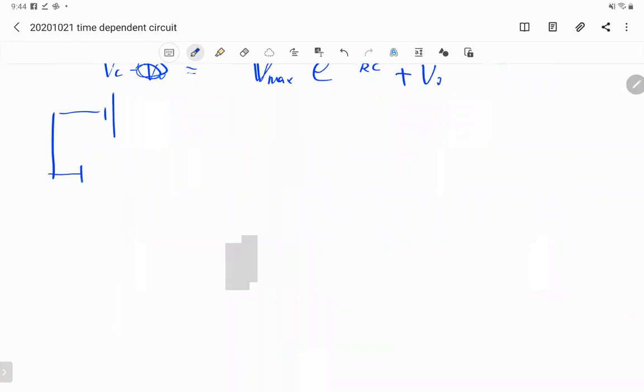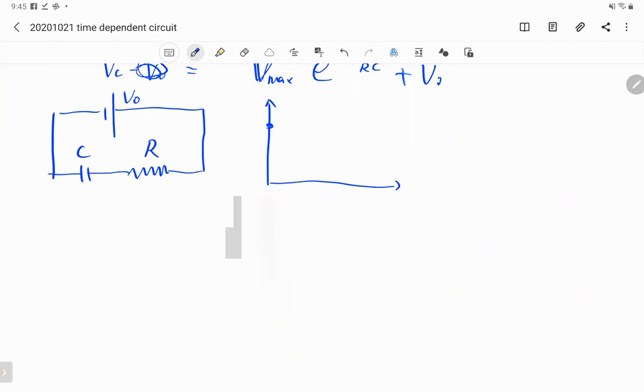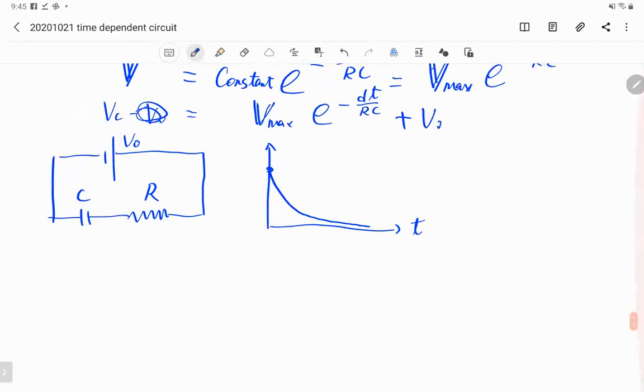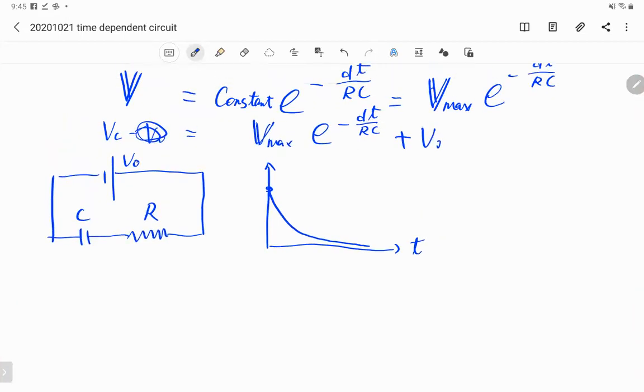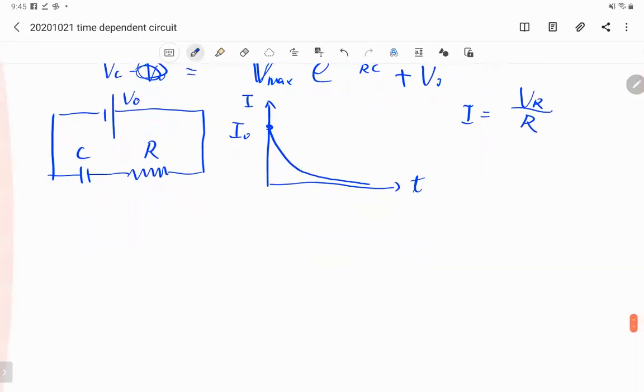Let me draw this diagram in this case. I have a capacitor, I have the resistor, R, C, V now. And we know the current inside the circuit is an exponential decay. And I just showed you the voltage is an exponential decay. And the current actually is equal to the voltage of the resistor over the resistance. So they should have the same shape. There's a maximum current. And how to write down the equation? So the I should equal the maximum current times the exponential decay, e to the minus t over RC.